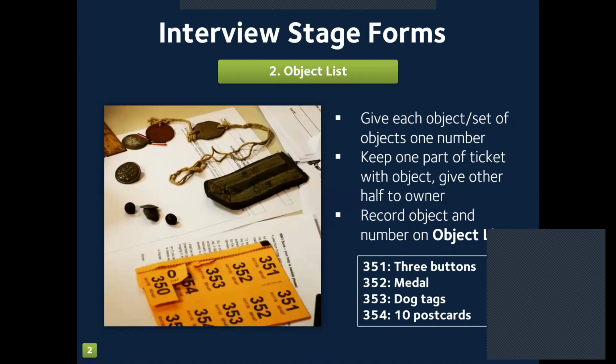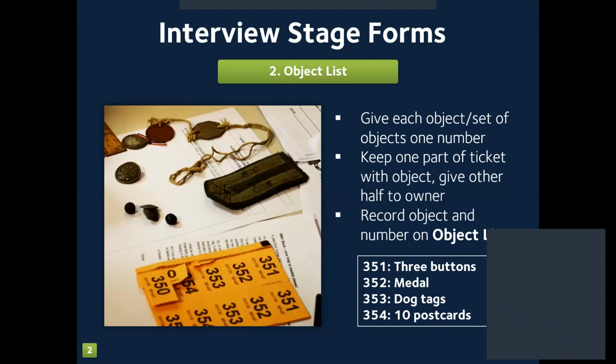But then, and it's not in this image, imagine you've got 10 postcards. Often postcards do come in groups. So say that you've got 10 postcards, rather than giving those 10 individual tickets, just give it one. 354 we can assign to the 10 postcards.